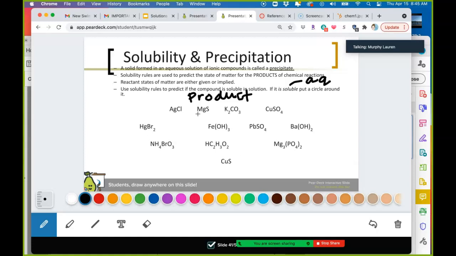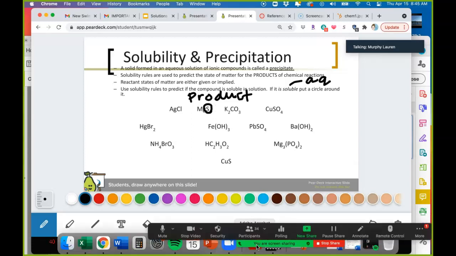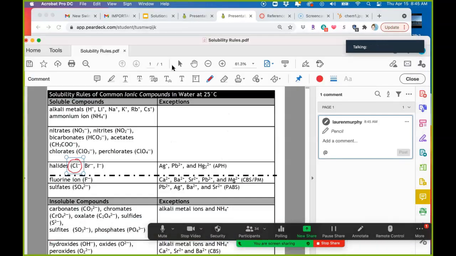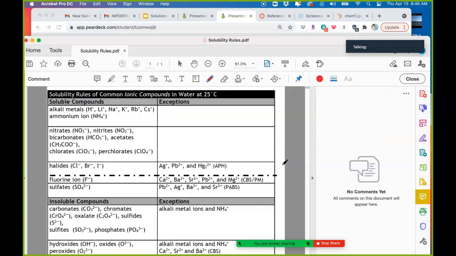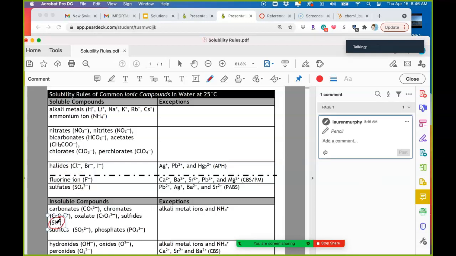Okay? Next, magnesium sulfide. So again, I'm going to focus on the sulfide. So you go back to your reference sheet and find sulfide. They're down here. See sulfides down here? Here it is. And it's with who? Magnesium, right? So sulfides are not soluble, aka solid, unless they're with an alkali metal or ammonium.